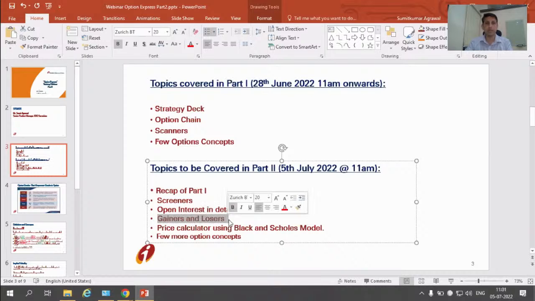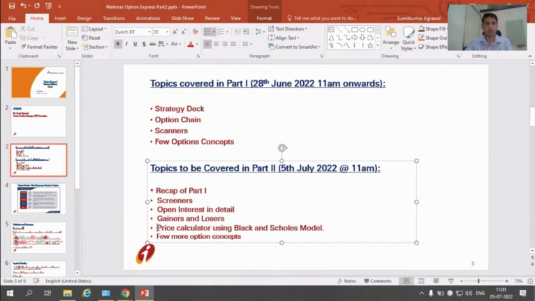Next comes the gainers and losers. These are nothing but the stocks that are gaining on a daily basis and losing on a daily basis, and these can also give quite a lot of information on the stocks that you want to trade in FNO.